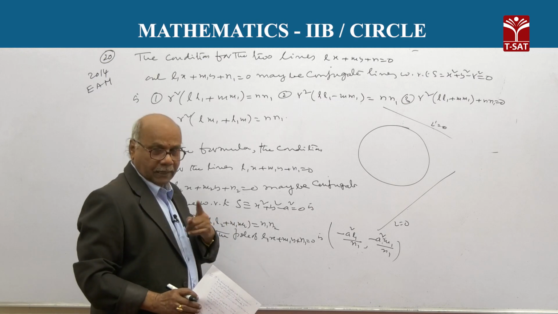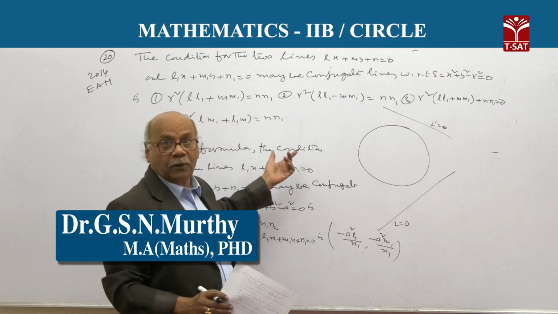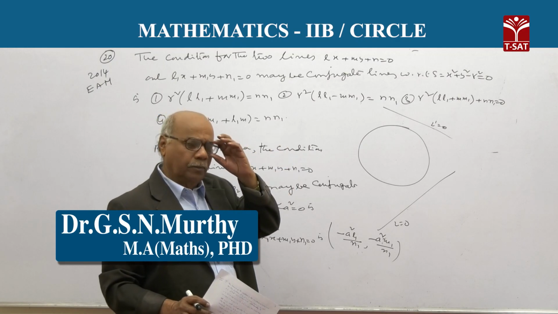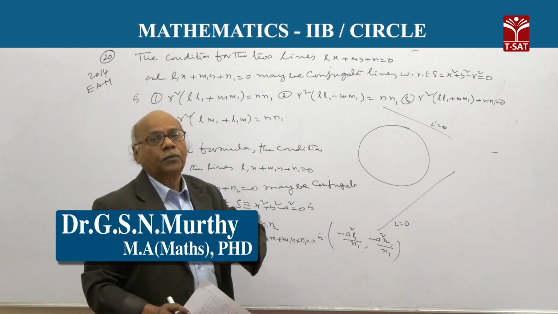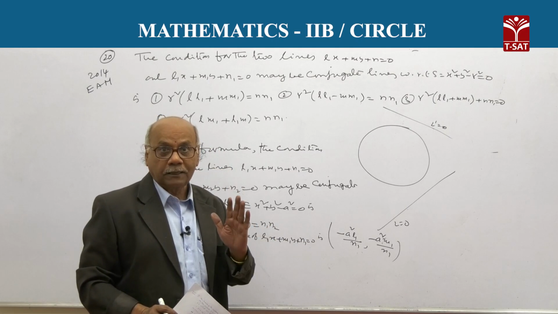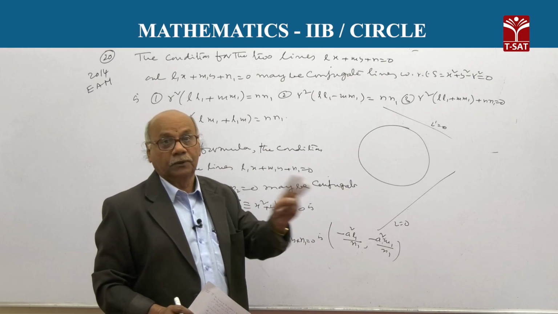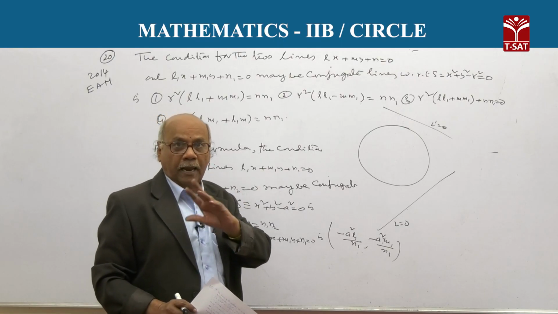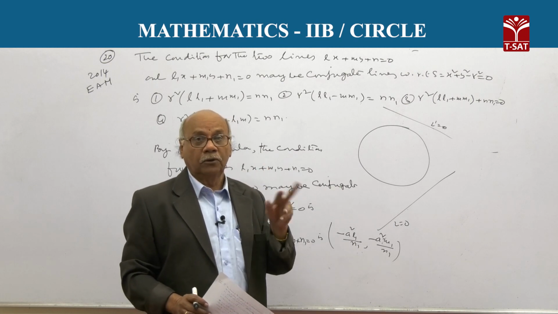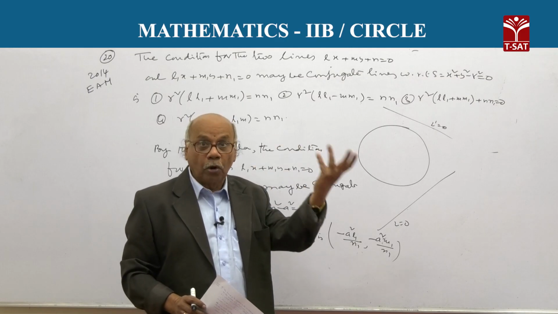Of course, you must remember that the line should not pass through the center of the circle. That means the constant term should not be 0 in the straight line equation, because by the concept, diameters of a circle will not have poles, and the center of a circle will not have a polar. That is a very important concept. Any diameter of a circle has no pole with respect to the circle, and the center of the circle cannot have a polar.